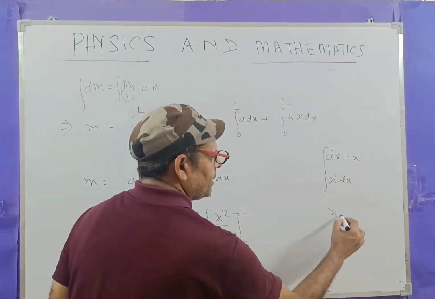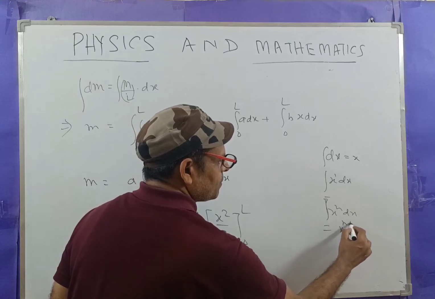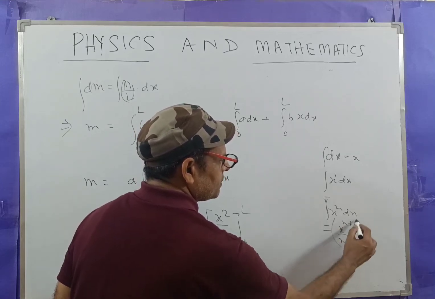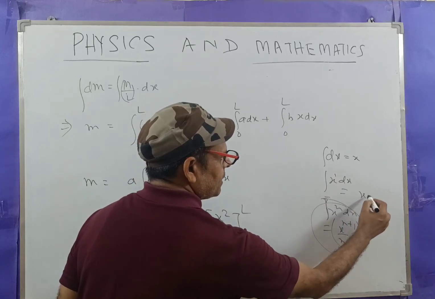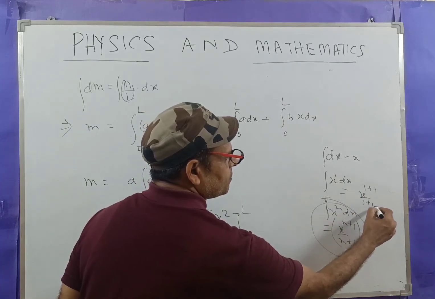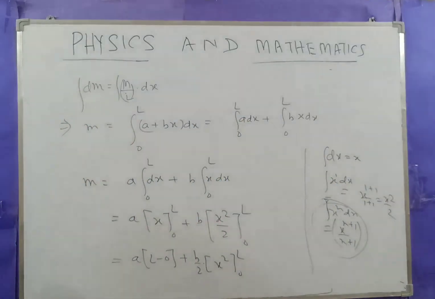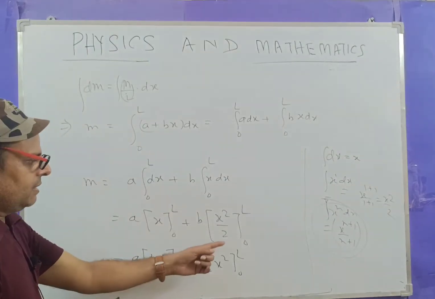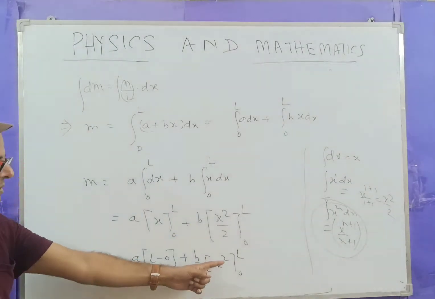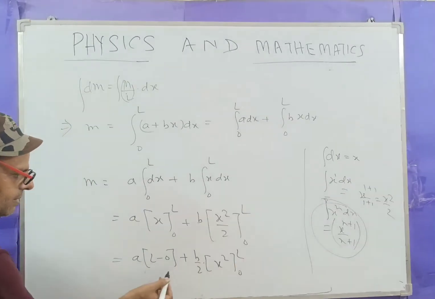you know the formula for integration of x to the power n dx. What is the formula for integration? It is x to the power n plus 1 by n plus 1. On this basis, its value can be written as x to the power 1 plus 1 by 1 plus 1, that is x square by 2. So integration of x dx will be x square by 2. You can check here. And 2 is constant, B by 2, x square. It varies from 0 to L, lower limit 0, upper limit L.